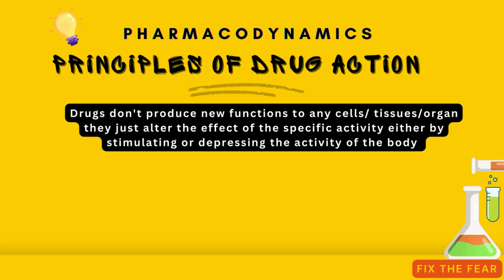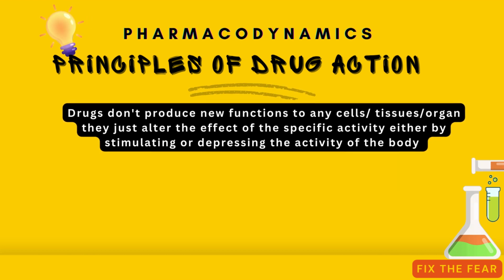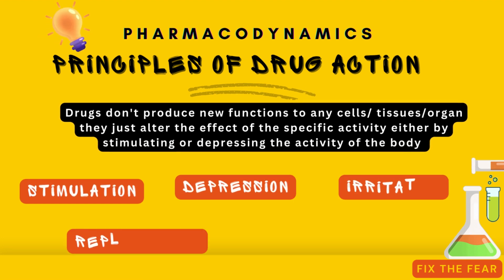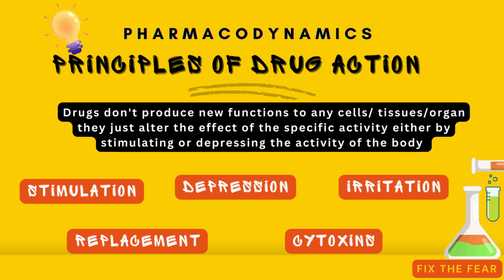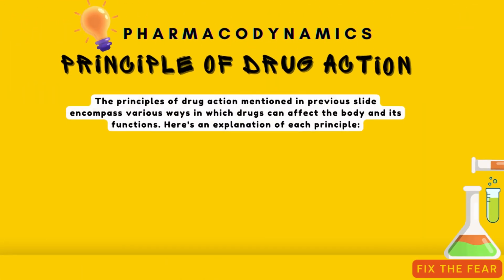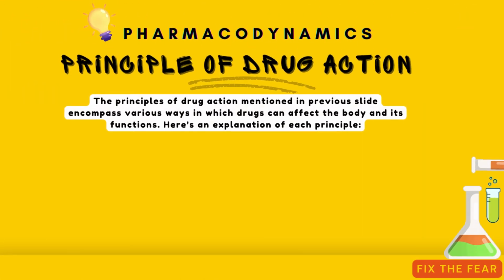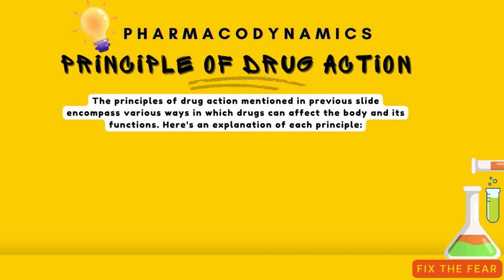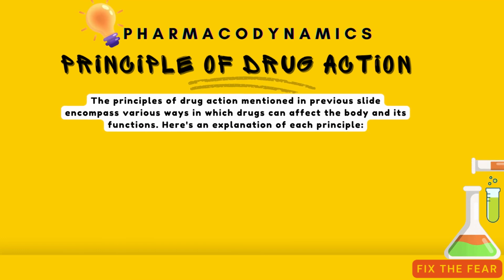We have 5 principles of drug action. One is stimulation, others are depression, irritation, replacement, and cytotoxins. The principles of drug action mentioned in the previous slide encompass various ways in which drugs can affect the body and its functions. Here's an explanation of each principle.